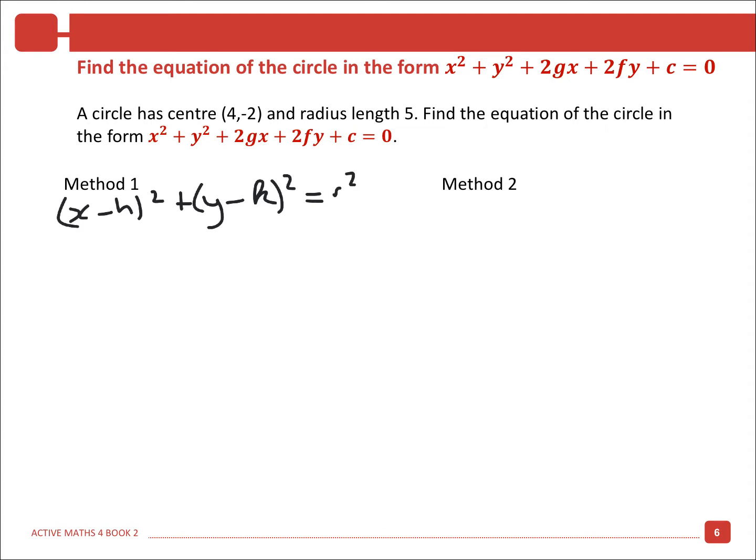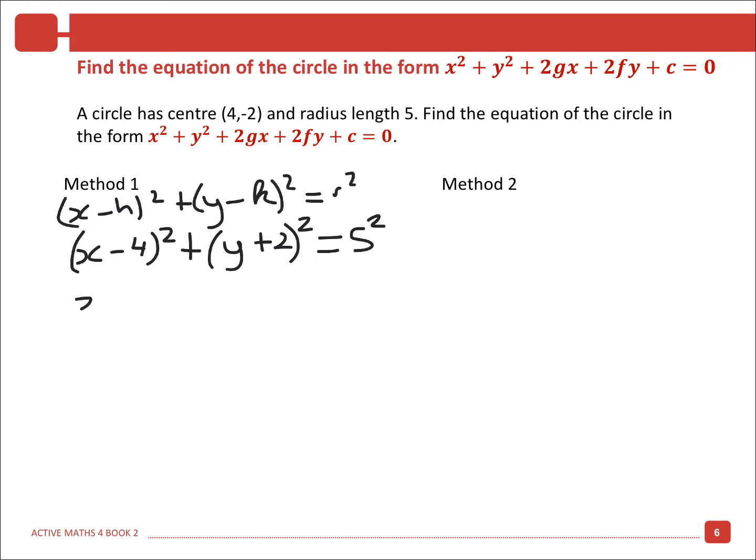So you could go ahead and pop in your centre point. What we know then is that we have x minus 4 all squared plus y. Now just be careful here, because we have a minus 2, k is equal to minus 2. So minus k is going to be equal to plus 2, all squared, and that's going to be equal to 5 squared. Okay, so go ahead and square that out.